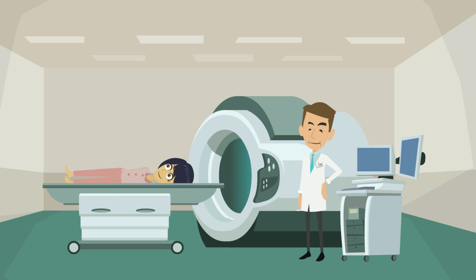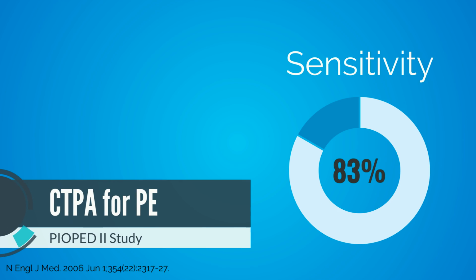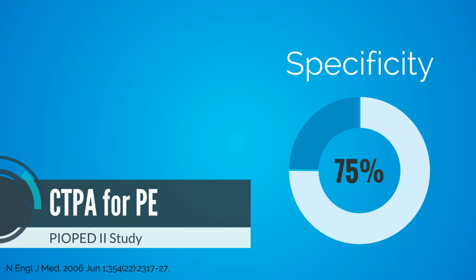The most common way to diagnose pulmonary embolism is with a CT pulmonary angiogram. Fortunately, we have one right here. And the reason that CT pulmonary angiography is the most common test to diagnose pulmonary embolism is its high sensitivity of 83% and an excellent specificity of 96%.